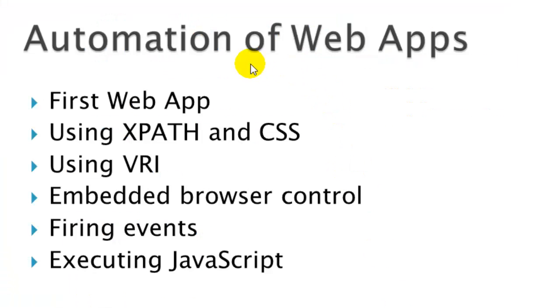So we have seen all these particular topics in this lesson. Like we have found the objects using XPath, CSS, VRI. Then we have also seen how to register the embedded browser control, and then finally we have also seen how to fire the events and execute the JavaScript in the web page using LeanFT.